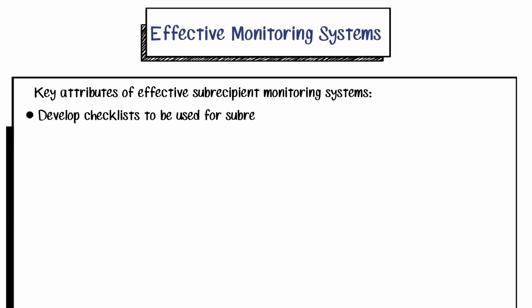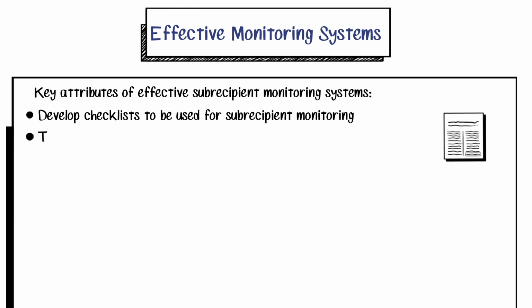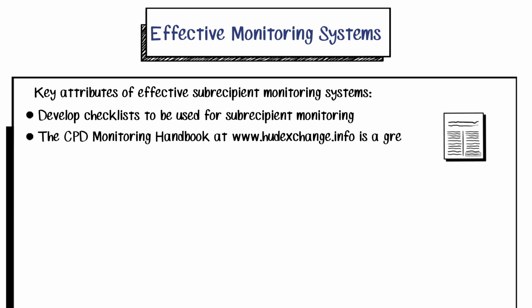Developing checklists for monitoring. A great place to start developing a monitoring checklist is to look at the checklists HUD uses to monitor the CDBG entitlement or the state. These may be found in the CPD Monitoring Handbook on the HUD Exchange website, covering eligible activities, national objectives, activity-specific requirements, and other federal requirements including the Uniform Administrative Requirements.